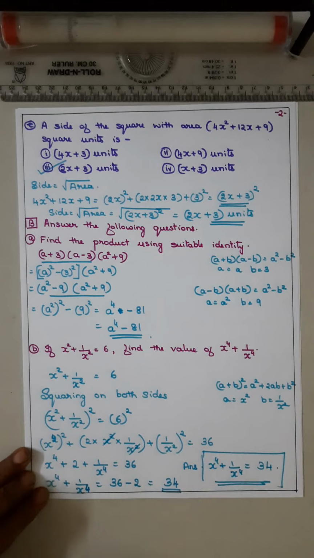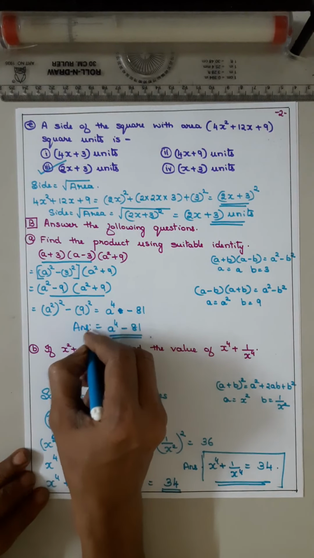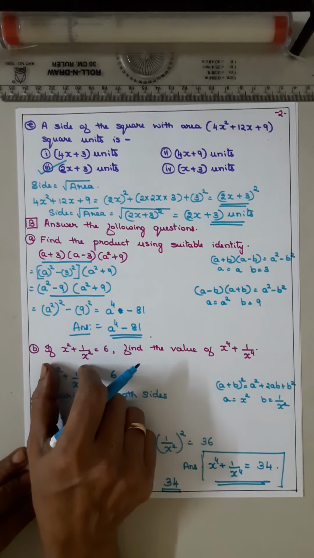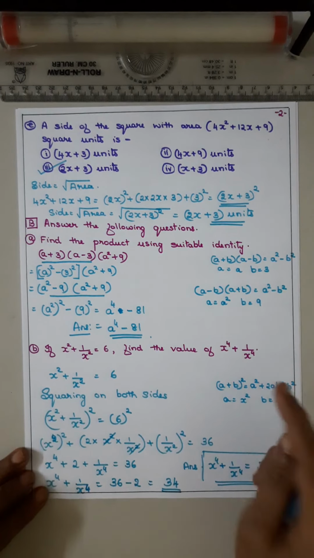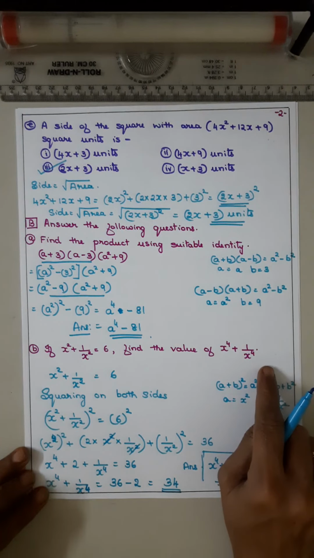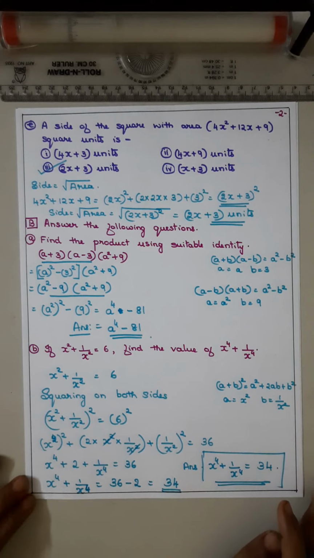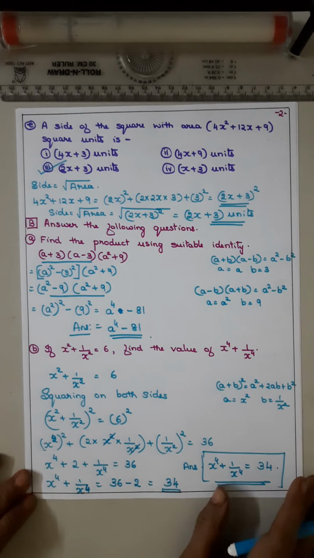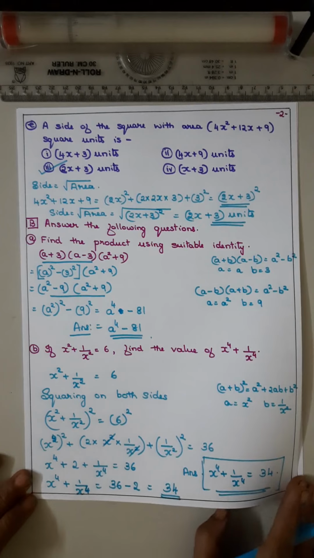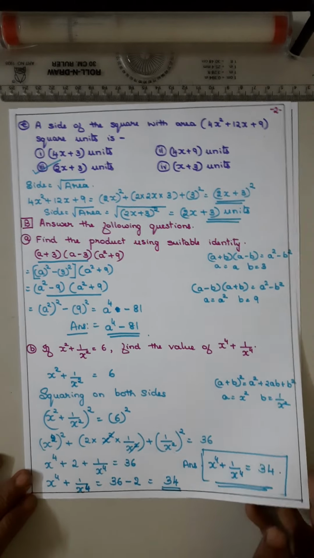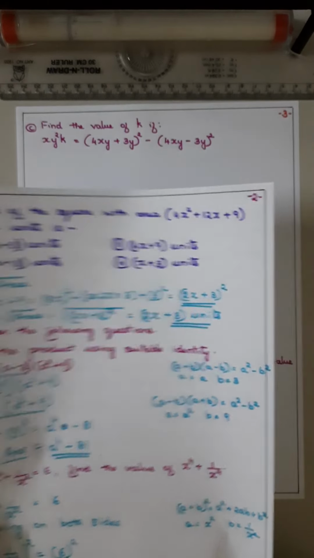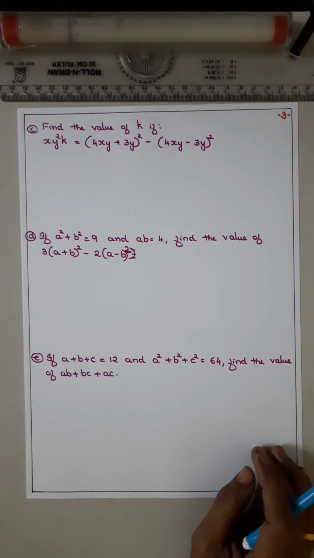Understood? So when they ask x squared plus 1 by x squared, the value is given. They have asked x to the power 4 plus 1 by x to the power 4. So square on both the sides, then you will get the answer. Hope everyone understood. So we have completed question number B, the A and B sections, isn't it? Now coming to question number C.